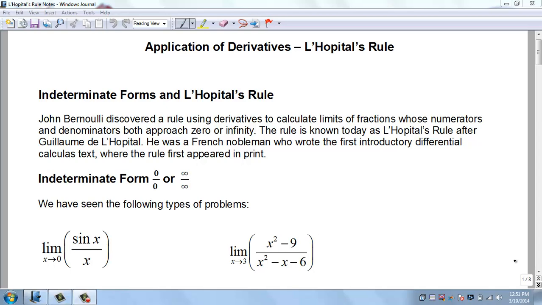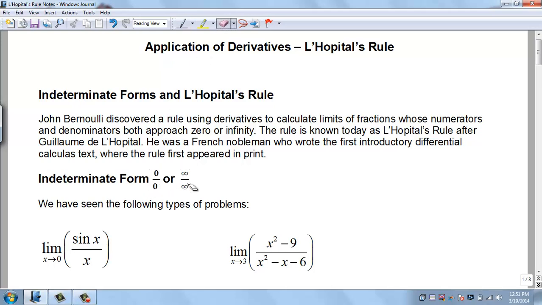Welcome to the application of derivatives, and we're going to learn today L'Hopital's rule. L'Hopital's rule is used with indeterminate forms, and I'll show you what that is, but an indeterminate form is when you have 0 over 0 or infinity over infinity. It only works when that happens, and we're looking for limits.